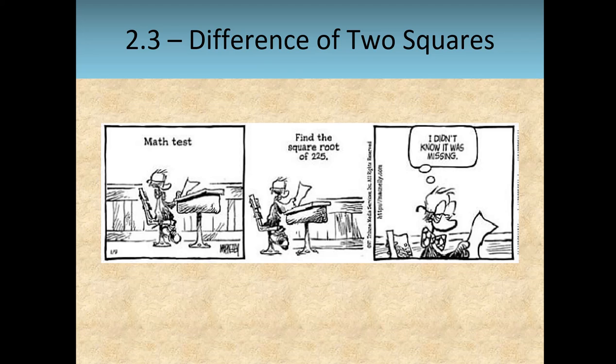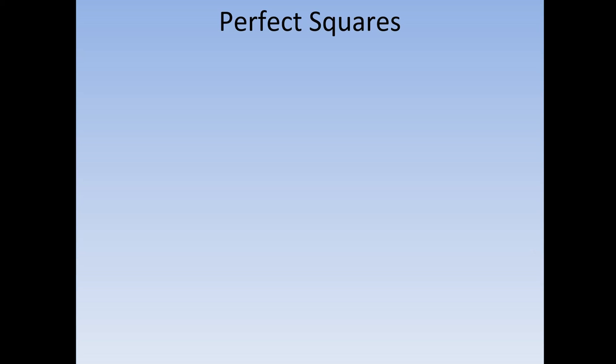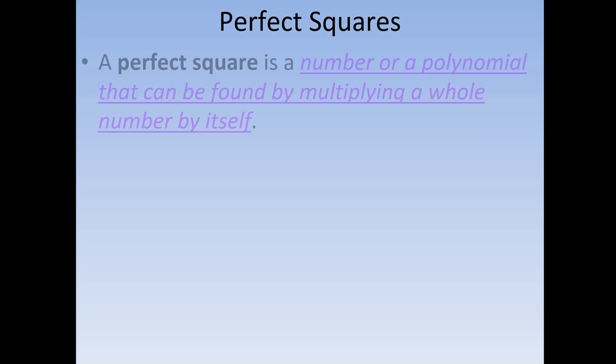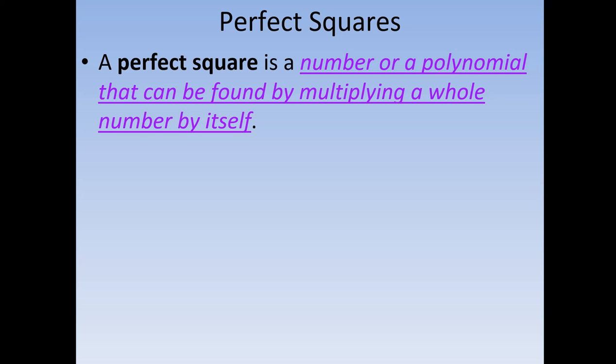Hey everyone, so we're going to talk about another way that we can factor polynomials. This is going to be related to what's called perfect squares. If you didn't know, a perfect square is usually referring to a number or a polynomial that can be found by multiplying a whole number by itself.